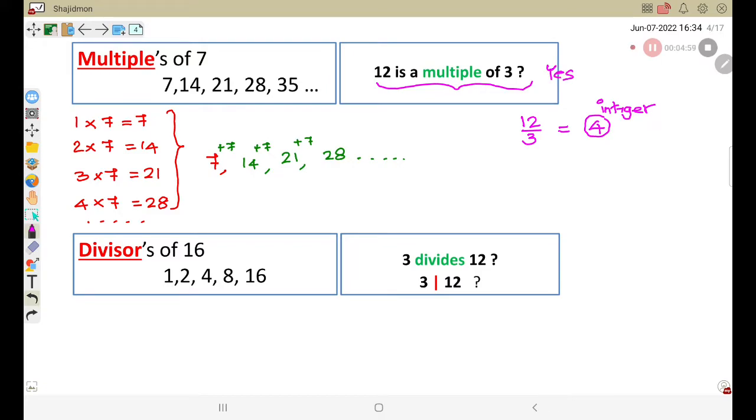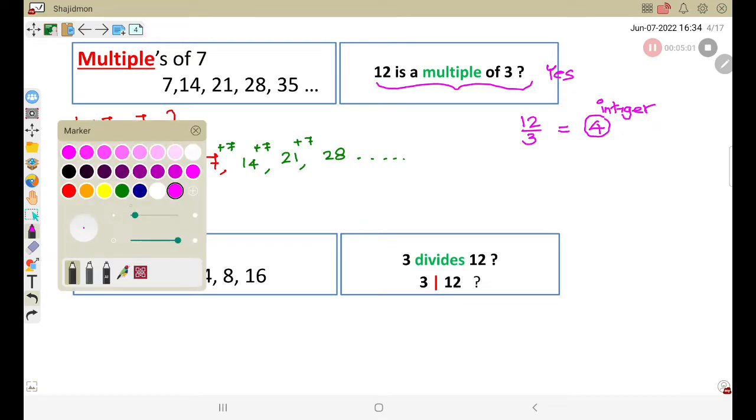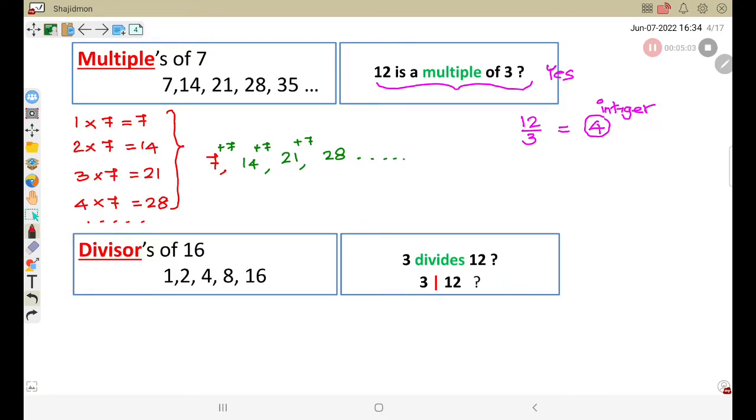Now, this is the simple idea of multiple. Okay. Now, for example, if I ask one question like, what are the multiples of the number 5, what would you write as the multiples of 5?